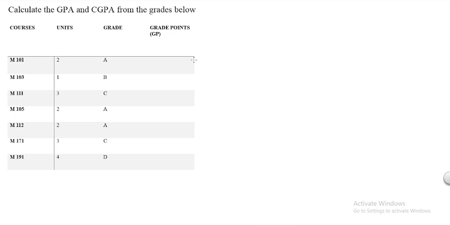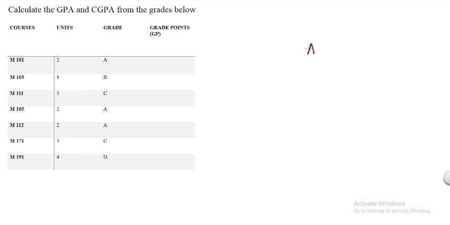In this video, we're going to talk about how to calculate GPA and CGPA. The grades are already given below, so we can go ahead and calculate it. But there are a few important things I would like you to know. The first of them is the weights assigned to the grade.